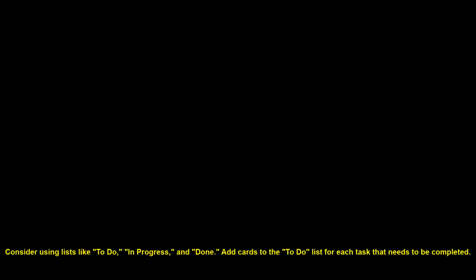Open Trello and create a new board for your project. Name the board according to your project's title. Start by adding lists to your board that represent different stages of your project. Consider using lists like to do, in progress, and done.